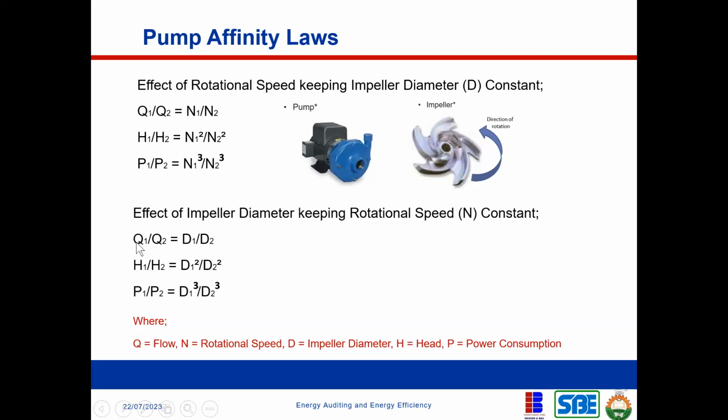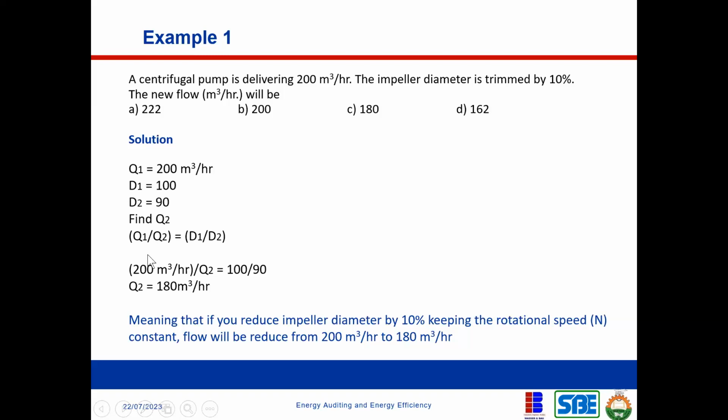If you reduce the impeller diameter from 100 to 90, how would it affect the output, the flow rate? So we'll take this first equation and we substitute. That is the equation we have here. We know our Q1, which is 200, but we don't know our Q2. This Q2 means, if you reduce the impeller diameter from 100 to 90, how would it reduce this output? So we know our initial diameter of the impeller, and we know the final diameter of the impeller.